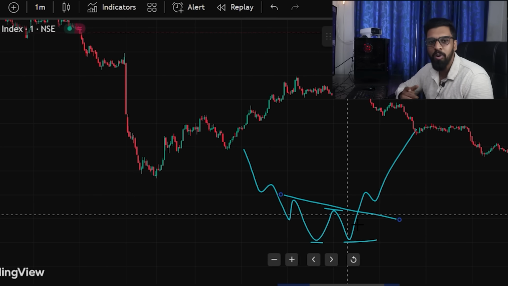Next up, we'll be looking at how to trade this pattern. So to trade this pattern, we'll be using four simple steps, guys. The first one is identifying the pattern, and the second one is confirmation. We'll be using the confirmation candle for confirming the pattern, and the third one is the stop loss, and the fourth one is the target. Let's go ahead and look at it in the charts.